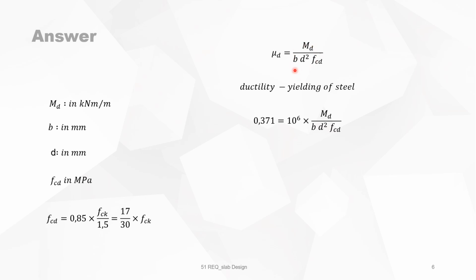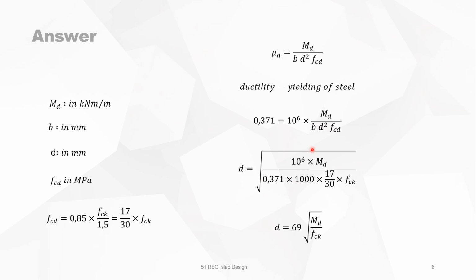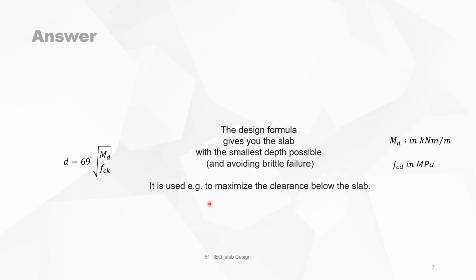Then we fill in the different values on the right-hand side. And you see that from this equation, because mu d is fixed, you can take d out of this equation, and you put it in the right dimensions. So you have to multiply here by 10 to the power 6, and b is 1000 millimeter. And simplifying this, you have this equation.